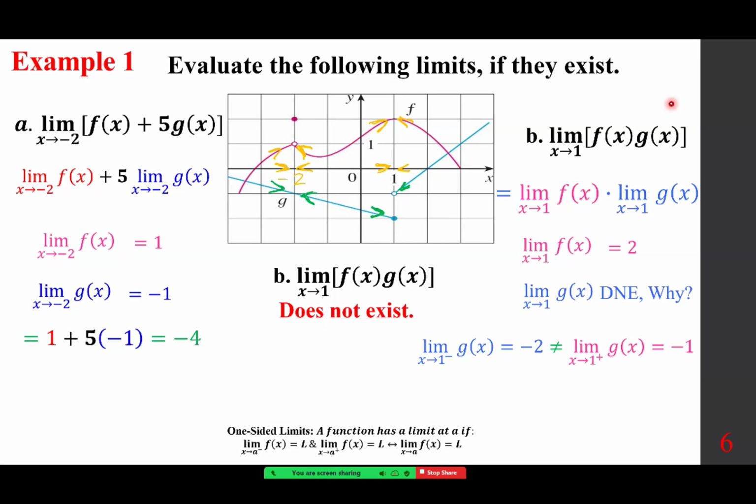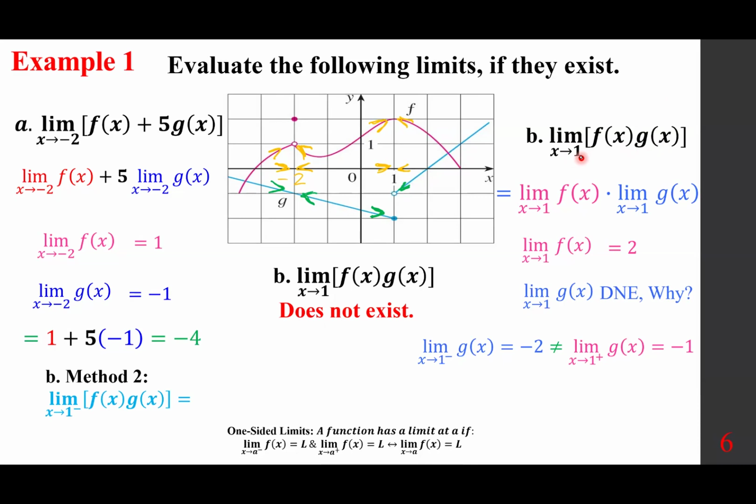I'm going to show you quickly a second method for that. And that means going back to this: if you want to find this limit, find the limit as x approaches 1 from the left and then 1 from the right. So 1 from the left, what about f of x? For f of x, the limit is 2 no matter what, from the left or right. When you have 1 here, that means both sides give you the same answer. That means the limit exists. But g of x from the left is -2. The product of these two makes it -4.